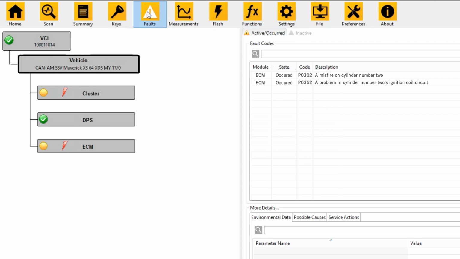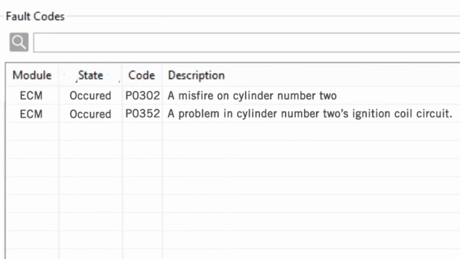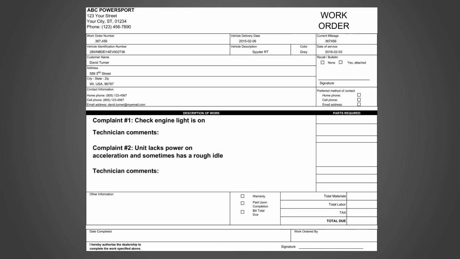In our example, BUDS2 is displaying two fault codes, P0302, a misfire on cylinder number 2, and P0352, a problem in cylinder number 2's ignition coil circuit. Just like customer complaints, sometimes two or more faults can be related.